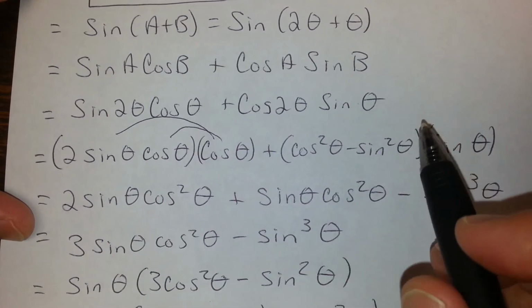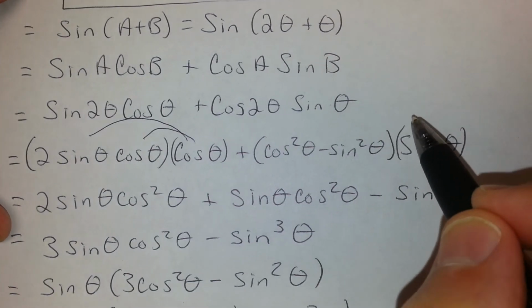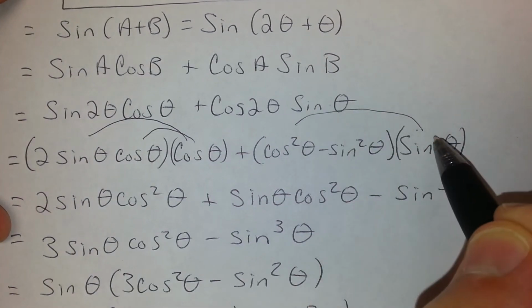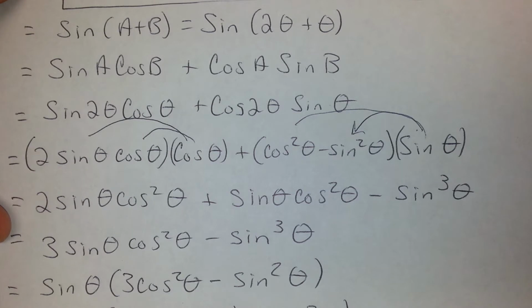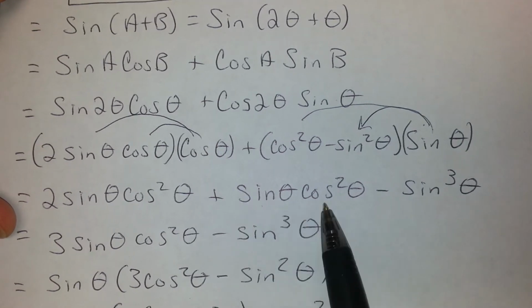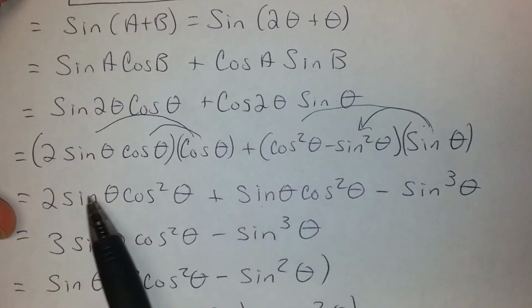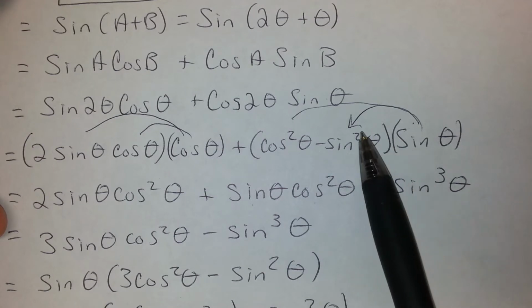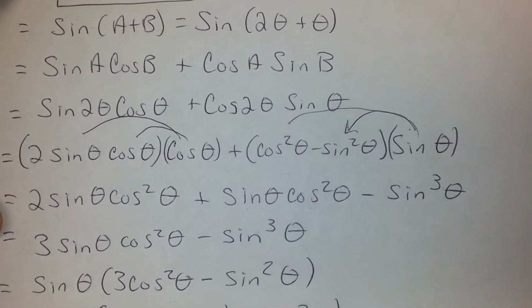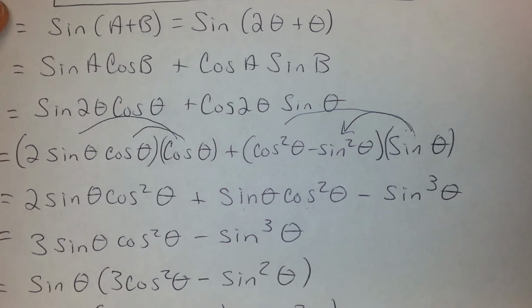Over here, I'm going to have this sine theta times cosine squared theta and sine theta times sine squared theta. So here I have sine theta cosine squared theta, just like this, but there's 2 of them. And then this sine times sine squared is minus sine cubed. So you should see how we got that.